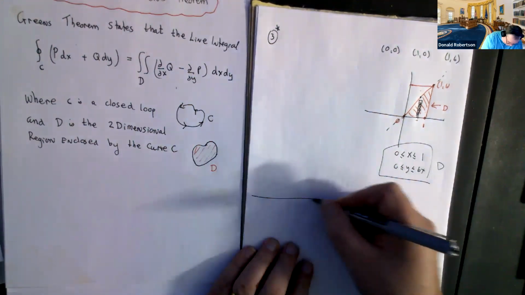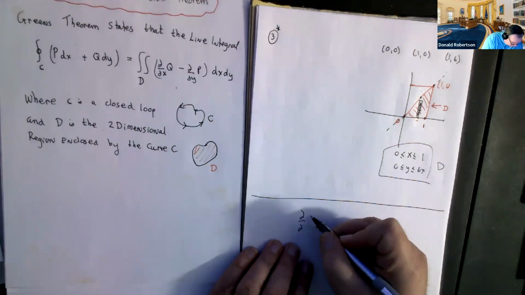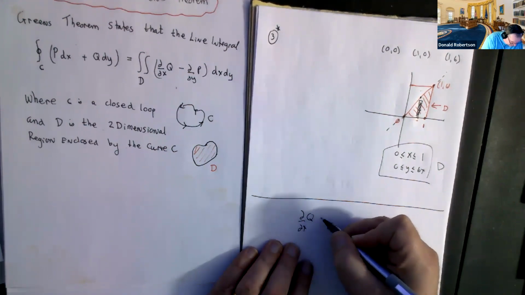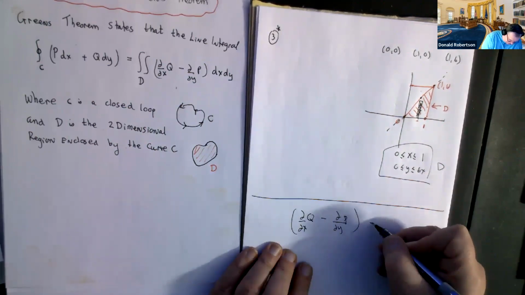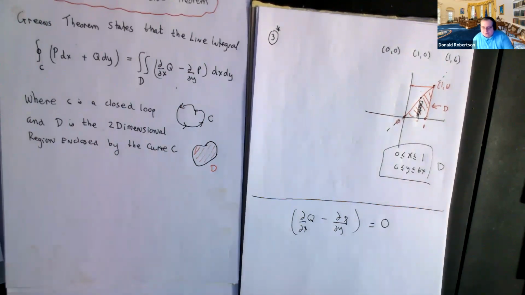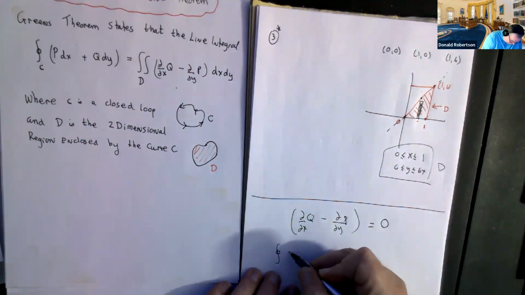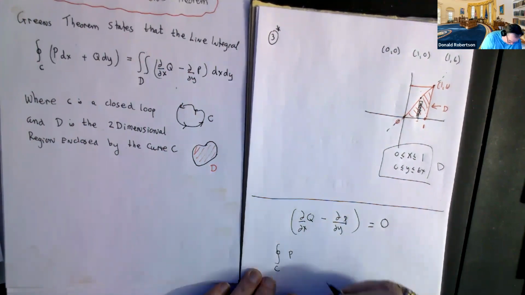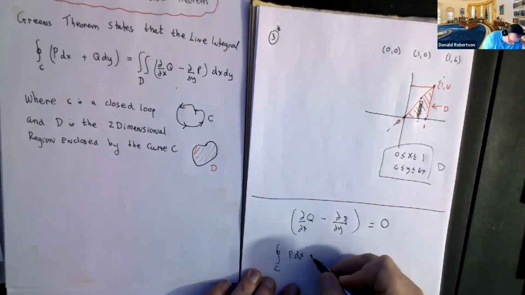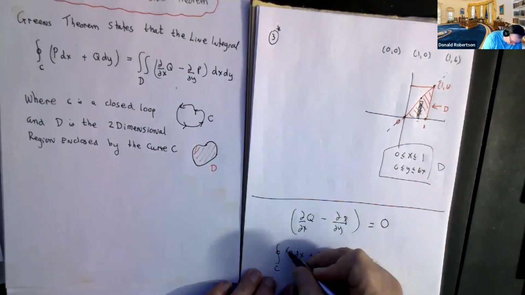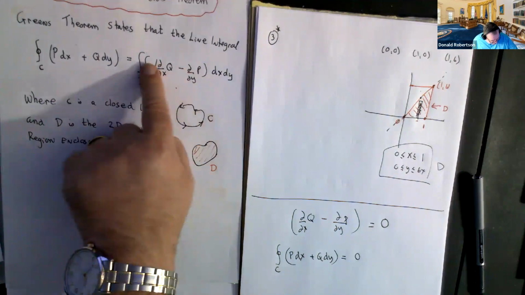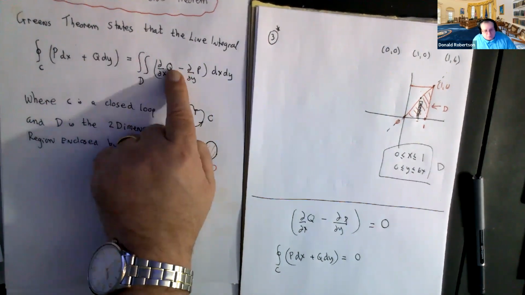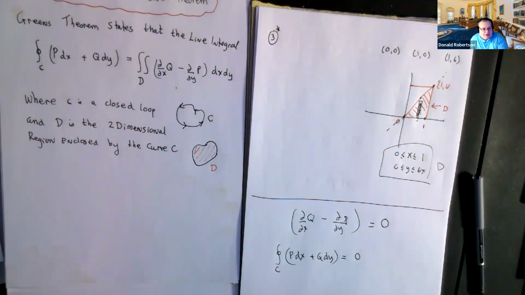Now, it is possible that you do a question, and I'm pretty sure at least one time this is going to happen, where this expression equals 0. And don't freak out when it does, because it means that this line integral over the closed loop C of P dx plus Q dy is 0. Because if you think about it, if this is 0, the double integral of 0 will get you 0 regardless of the limits of integration.